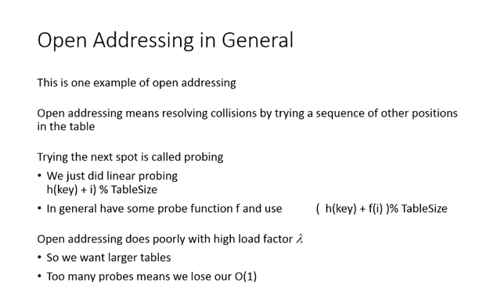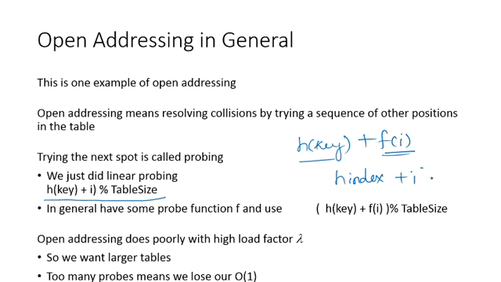So let us see the hash function for open addressing. You can see this is the hash function we are using. h of key will give the index value plus f of i. Here f of i is based on the number of collisions that have happened for the hash function. So initially it will be the hash index plus the number of collisions, mod the table size. So we'll see an example.